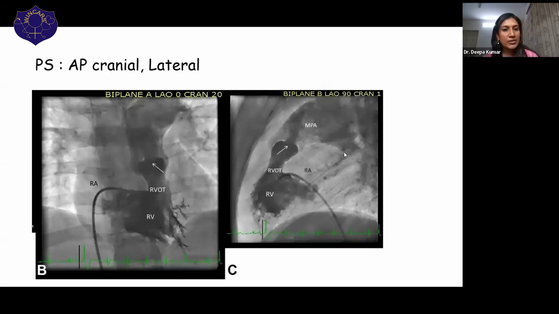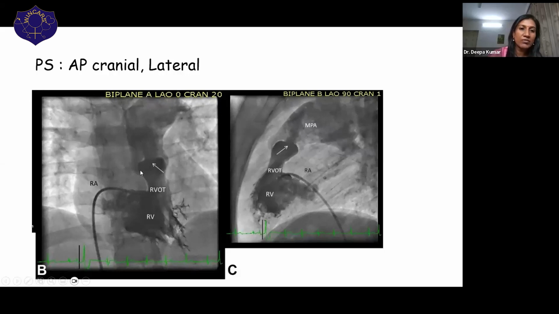And then coming to other angiograms, so when you want to profile a pulmonary valve, when you want to do a balloon pulmonary valvotomy for a severe pulmonary stenosis, or you want to do any other pulmonary valve interventions, the two angiograms that you take are one in the cranial view, the second view is the lateral view. So if you have a biplane, you can get both angiograms in one go.